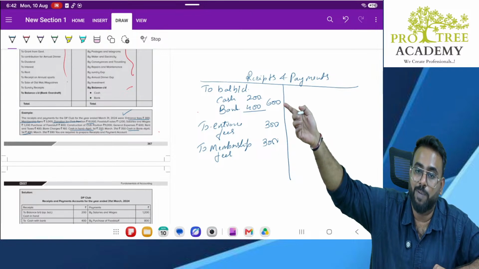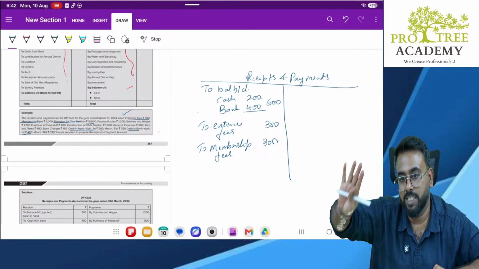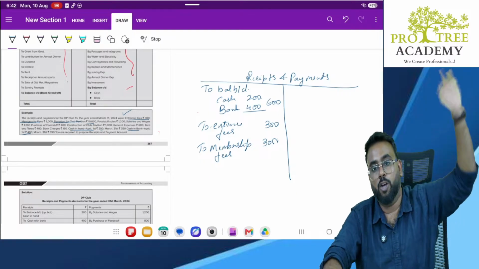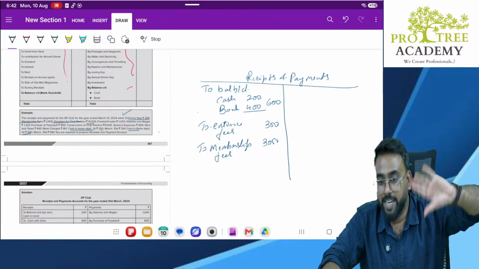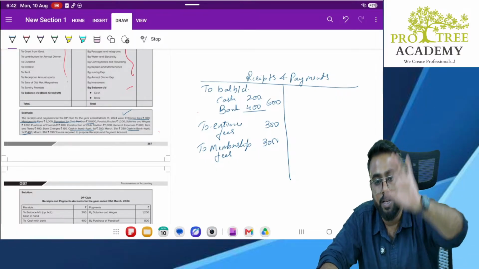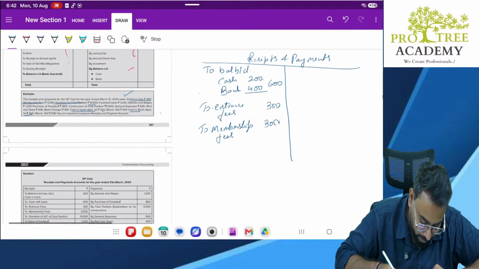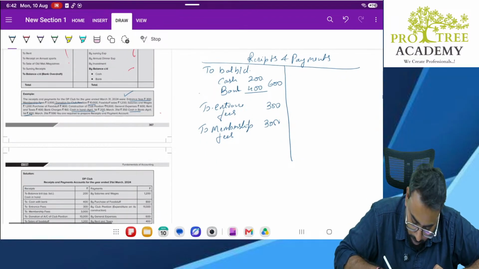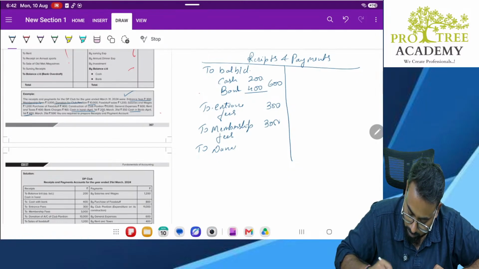Only in the income and expenditure account will revenue receipts go. Capital receipts will directly go to the balance sheet. But in receipts and payments, both will come. Why? Because receipts and payments contains both receipts as well as payments. They don't categorize between capital receipts or revenue receipts. All the receipts will come in receipts. All the payments will come in the receipts and payments account. Okay. To donation for pavilion, how much? 10,000. Sorry.